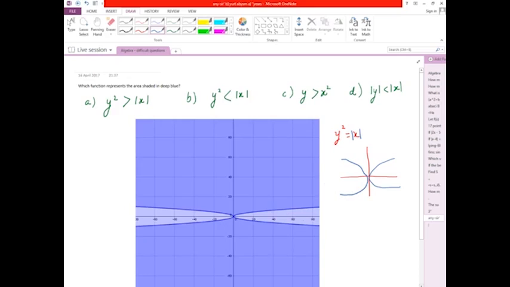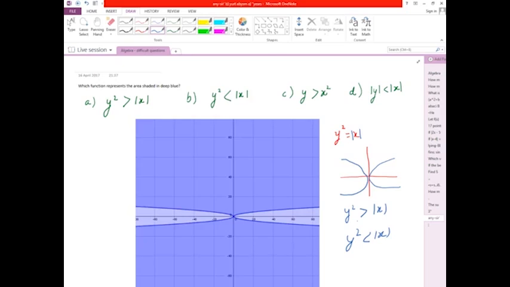So the line that we have, deep dotted line, is of y square equal to mod x. You need to know whether the deep blue part is y square greater than mod x, or is it y square less than mod x. And the way to do it is just check for one point on the shaded part or the unshaded part, and that gives you the solution.